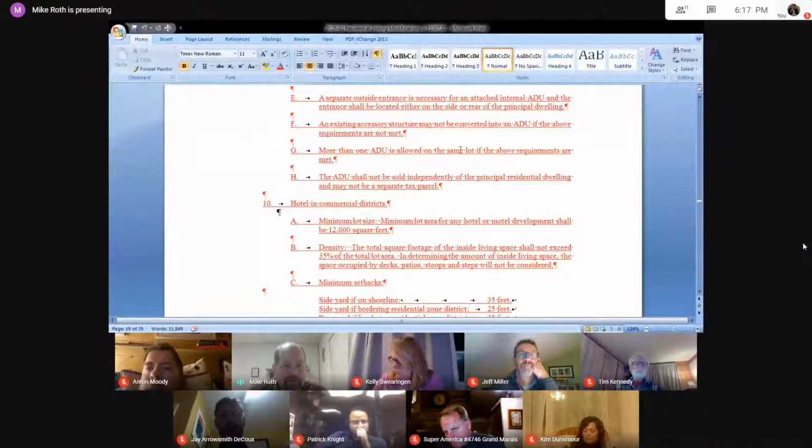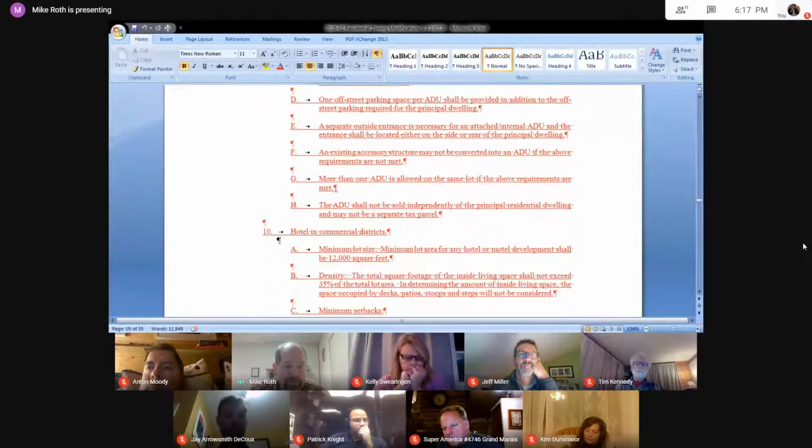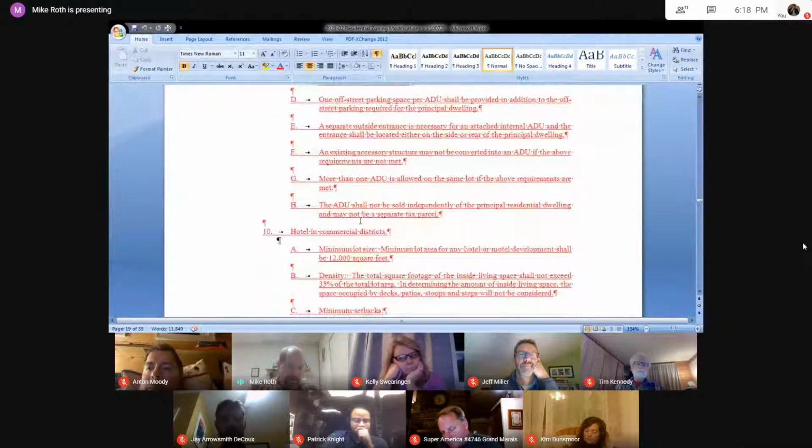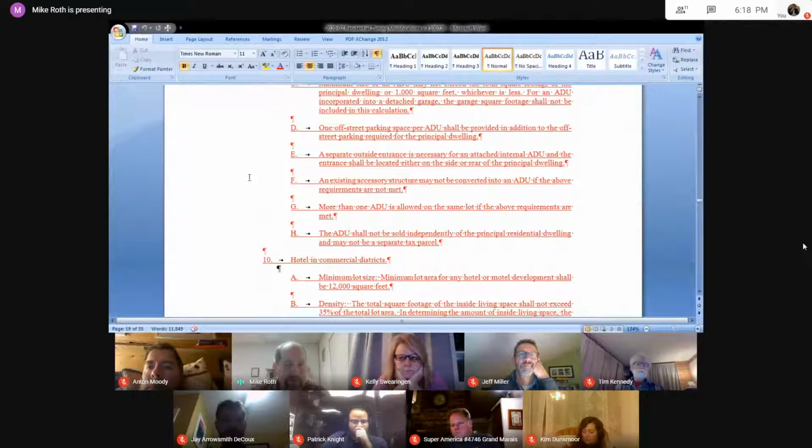More than one ADU is allowed on the same lot if the above requirements are met. This was one of the questions that came up last time: how many ADUs could you possibly build on a lot? The answer is we don't limit it, as long as all of them meet all of the requirements in the ordinance, the R1 requirements, and all of these separate requirements. And the fact that they're ADUs means you couldn't condo them and sell them separately, because then they're clearly not accessory anymore. A person has to be willing to continue to operate a principal dwelling on the property and then rent out the accessory dwellings as well. Here it makes that even more clear: they shall not be sold independently of the principal residential dwelling and not be a separate tax parcel.